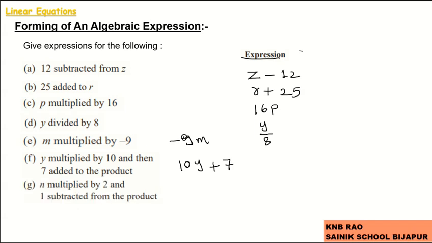And next, n multiplied by 2 and 1 is subtracted from the product. So, 2 into n minus 1. This way we can write it. Now, students, I am giving you some more practice.